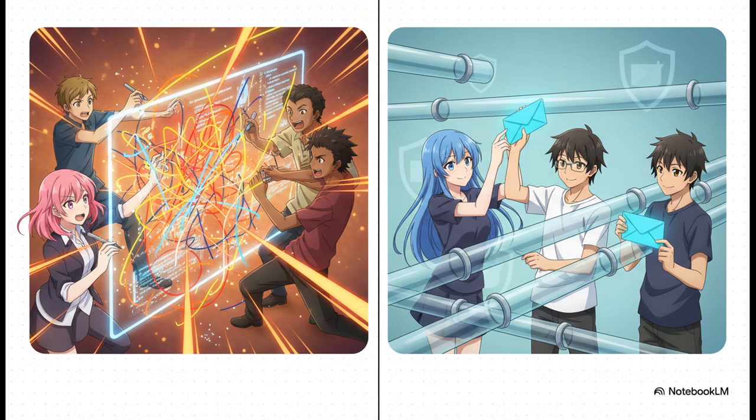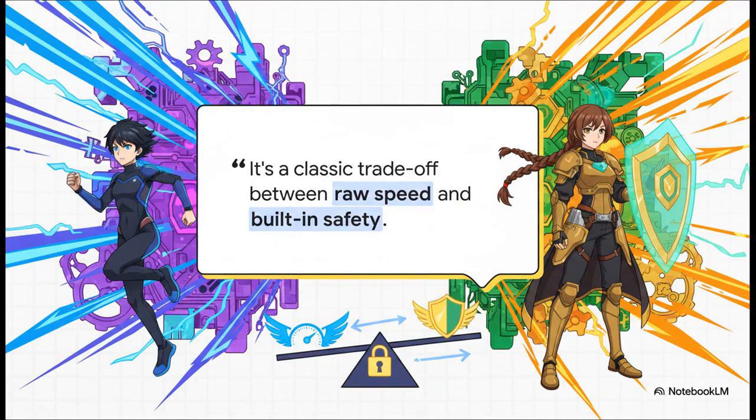Then you have the mailroom, message passing. It's naturally going to be slower because every single message has to go through the OS kernel, but it's way safer and more structured since the OS handles all the hard parts for you. And really, that's what it all boils down to. It is the classic engineering trade-off. Do you want raw, unadulterated speed, or do you want built-in safety?